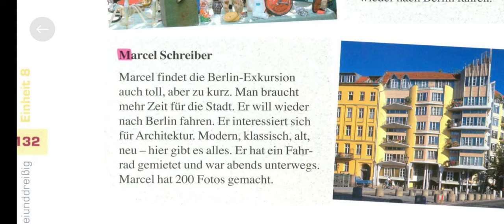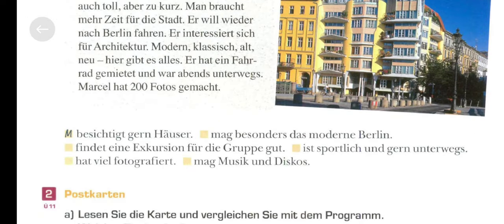Marcel took 200 photos. Now all the rest that are left belong to Marcel. Ist Sport gern unterwegs? That is for M. Hat viel fotografiert? That is M.